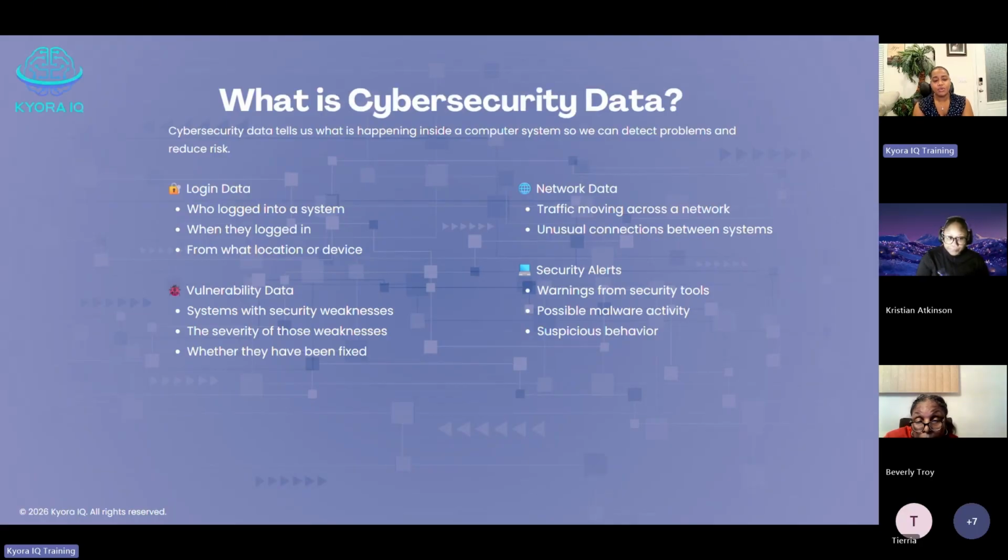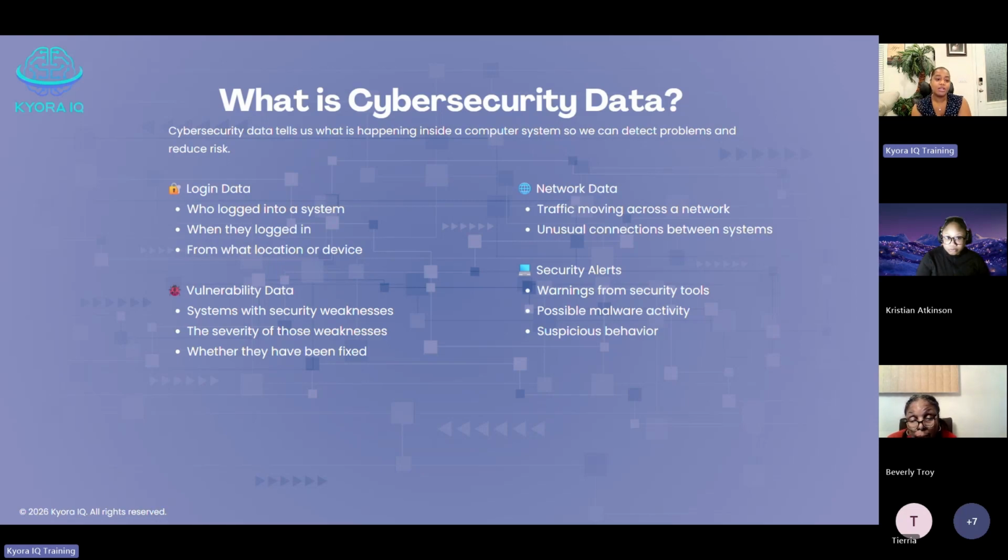So let's start with what is cybersecurity data. If you are in the ISO course, this will seem a little repetitive for you, but of course these classes are meant for beginners as well. Cybersecurity data tells us what's happening inside a computer system so we can detect problems and reduce risk.